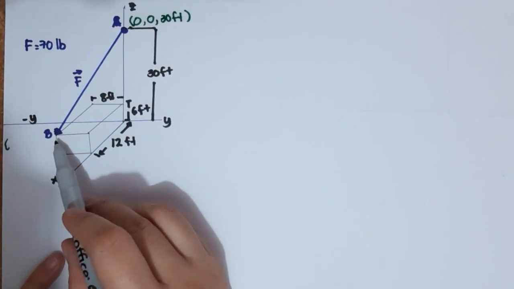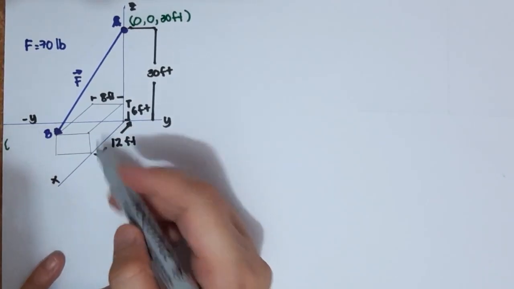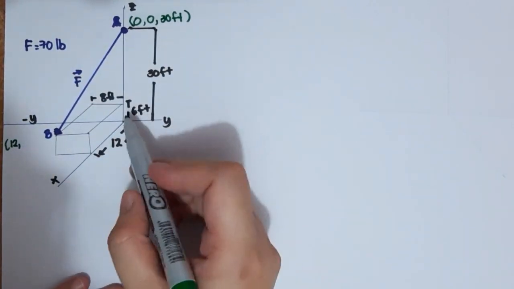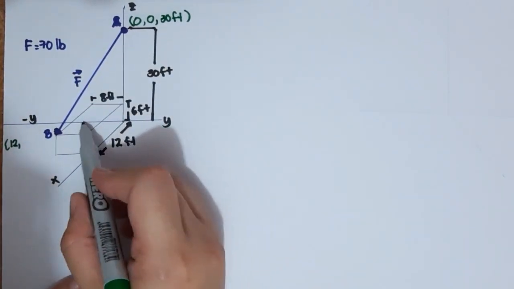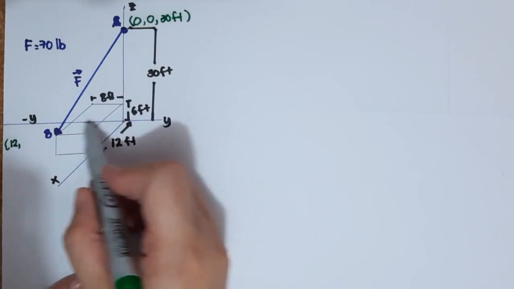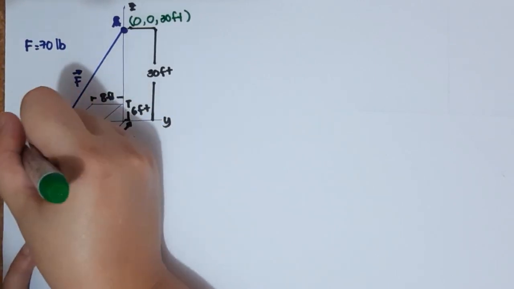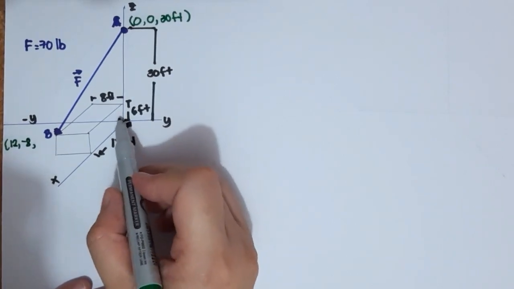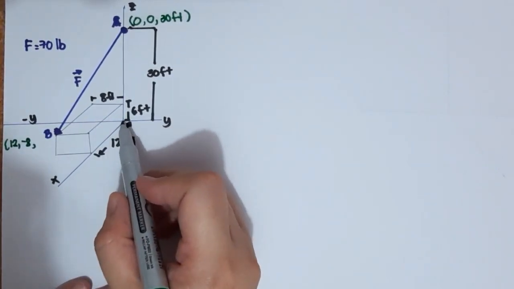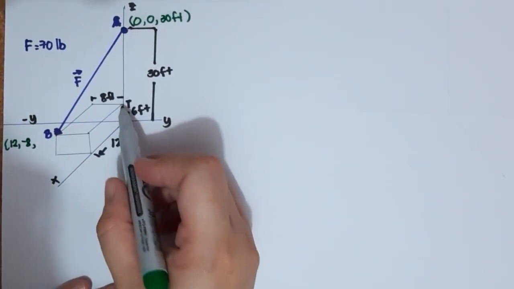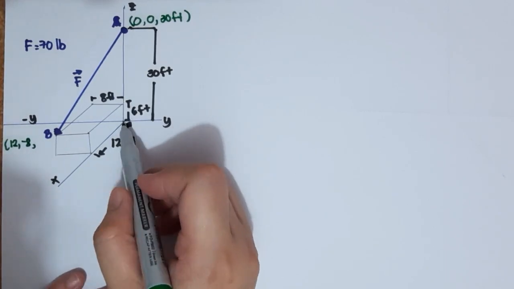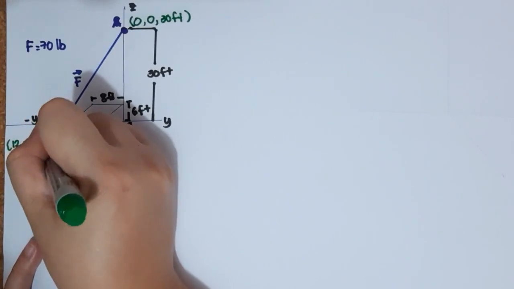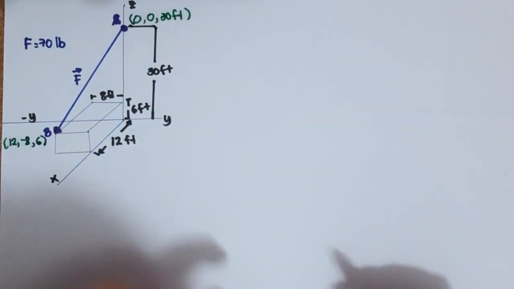So this is my point B. Along x, that is 12 feet. So that is 12. Along y, if you can see, that is going to negative y, so that is negative 8, because it's going along negative y. And the height of this point B is going up above the origin, along the positive z axis. So that is 6 feet.